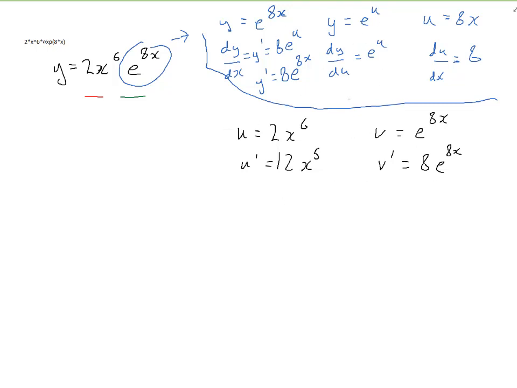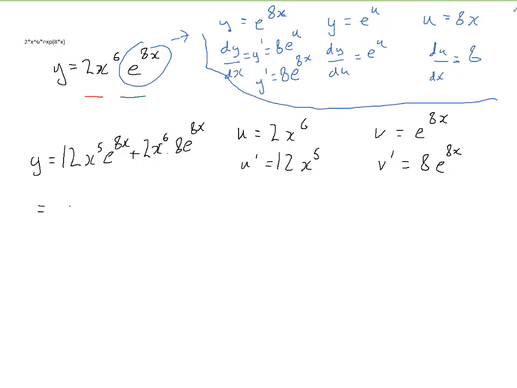So here we have the product rule set up, and we can get the final answer now, which is that y dashed is equal to this one times this one. So that's 12x to the power 5 e to the 8x, this times this, plus, because it's the product rule, this one left alone times this one, so 2x to the power 6 times 8 e to the power 8x.